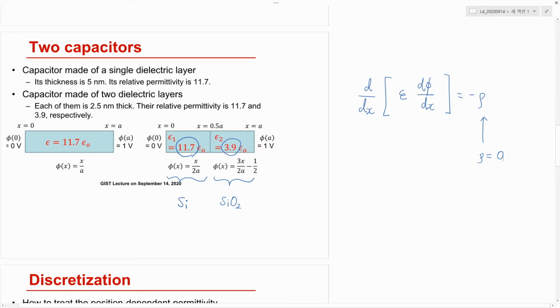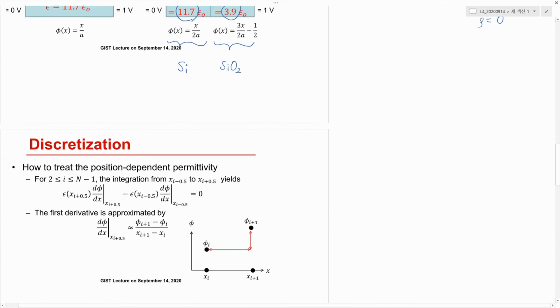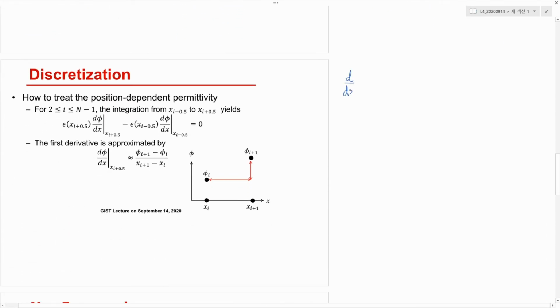How can we solve this problem, the right problem? That is discussed in the next slide. Let's rewrite the form once again. Epsilon, this is the x-dependent one, d phi dx, equal to 0. So how can we solve this problem? In this case, we will introduce such a technique.